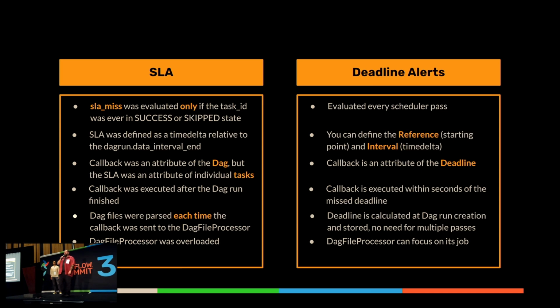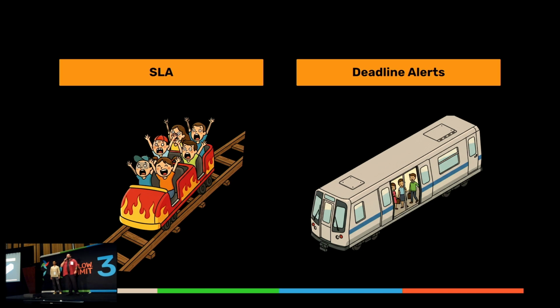So here's all the differences. We're not reading it. In a nutshell, SLA is like a roller coaster. You have one place where you can get on. It will run the duration as long as it runs, and you are stuck with it until it finishes, and then you can realize that was maybe a bad idea. Deadline alerts are more like a subway. You could pick which stop to get on at. You could pick which stop to get off at. If you realize maybe this was a bad idea, you can get off immediately, or within a few minutes. So that's basically what that last slide is in a nutshell.